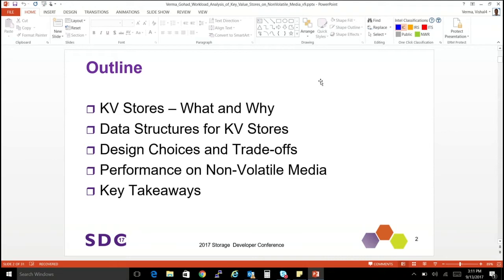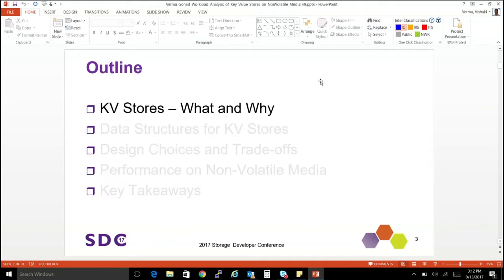The outline covers what key-value stores are and why they are important, what the data structures of key-value stores are, and then some design choices: depending on the application, which key-value store someone would choose, and some trade-offs in terms of performance, space and write amplification. So we'll talk about those parameters. And then there is some performance testing work we did on Intel's 3D NAND. How do different key-value stores compare? I'll talk about that.